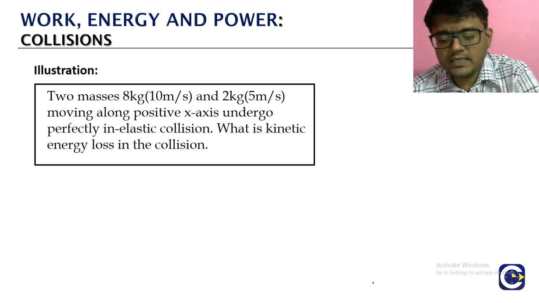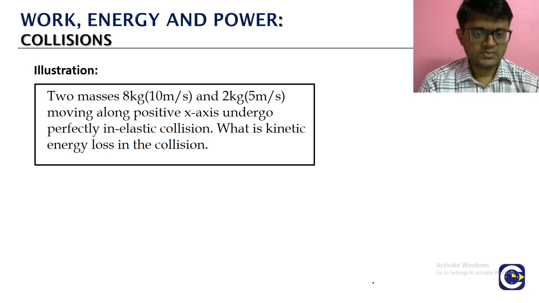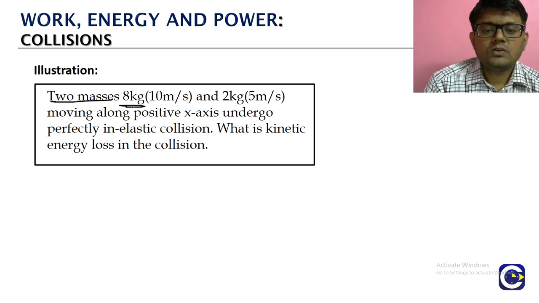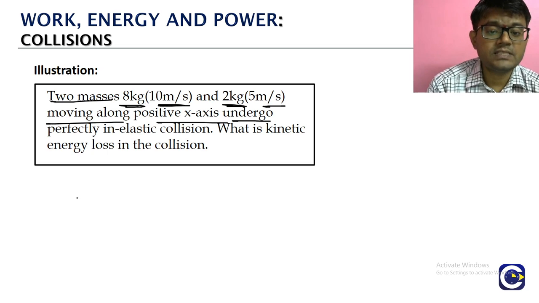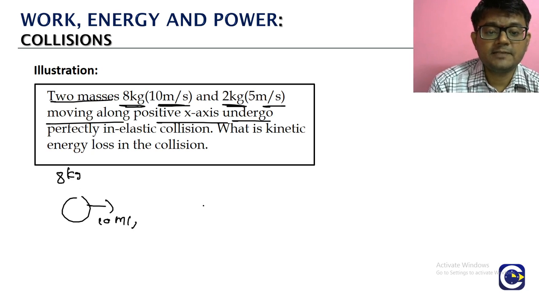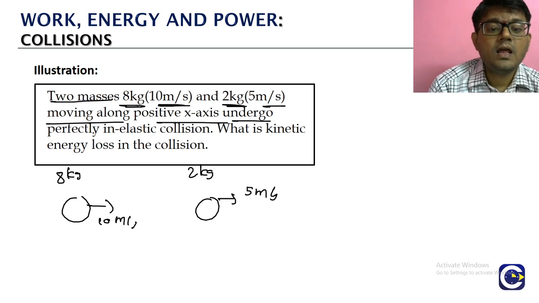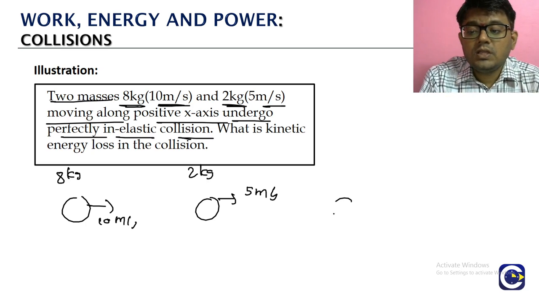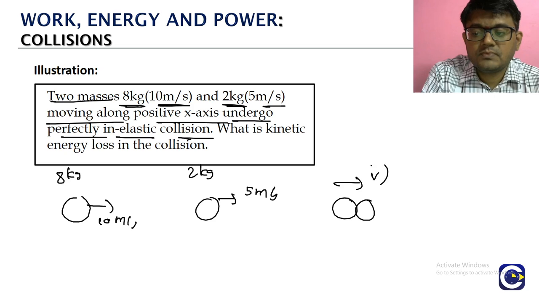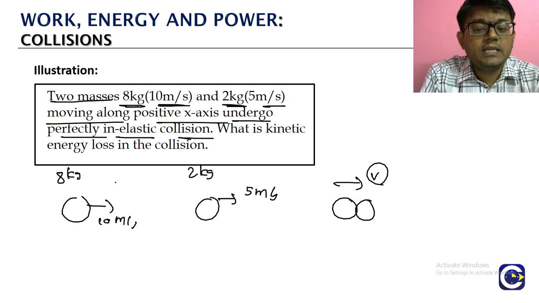See, these are the kind of questions we can expect. Two masses: an 8 kg mass having a speed of 10 meter per second, and a 2 kg mass with 5 meter per second, moving along the positive x-axis, meaning both are moving in the same direction. They undergo a perfectly inelastic collision, meaning after collision they both move together with a common velocity. 8 plus 2 is 10.